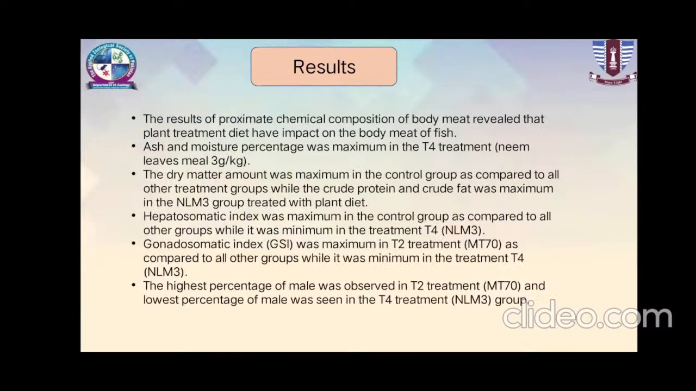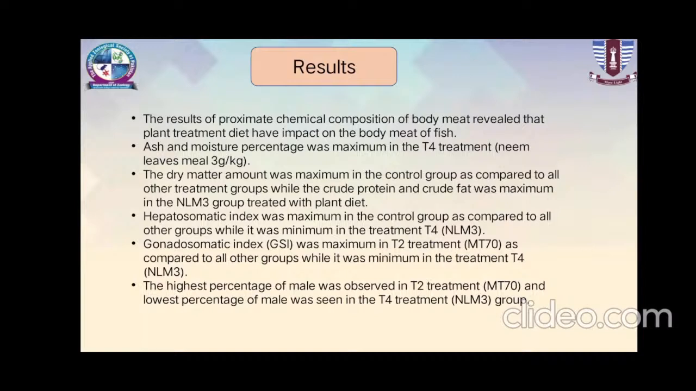The results of the approximate chemical composition of body meat revealed that the plant treatment diet had an impact on the body meat of the fish. Ash and moisture percentage were maximum in the neem leaves group having 3 g/kg in the diet. And the dry matter amount was maximum in the control group. And the maximum crude protein and maximum fat were in the NLM3 group.